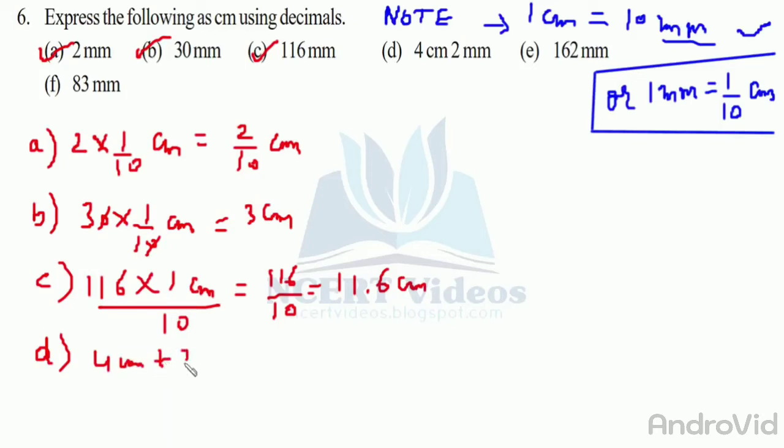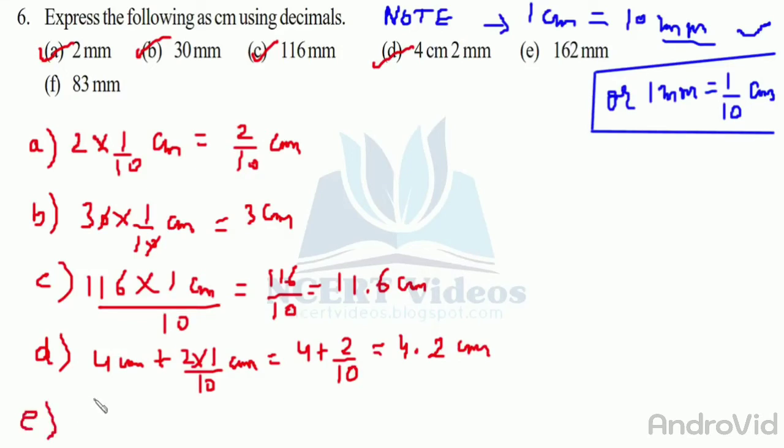Now D: 4 centimeter plus 2 mm. So we have to only convert 2 mm. So we'll take 2 over 10. That would give you 4.2, because 2 by 10 is nothing but 0.2. That is your D part.